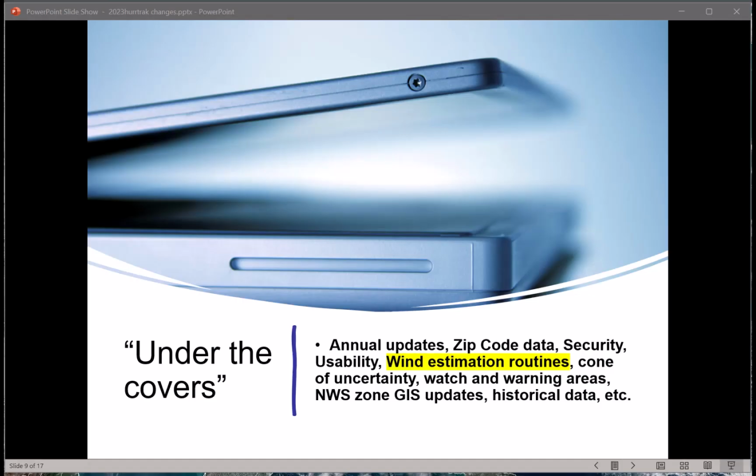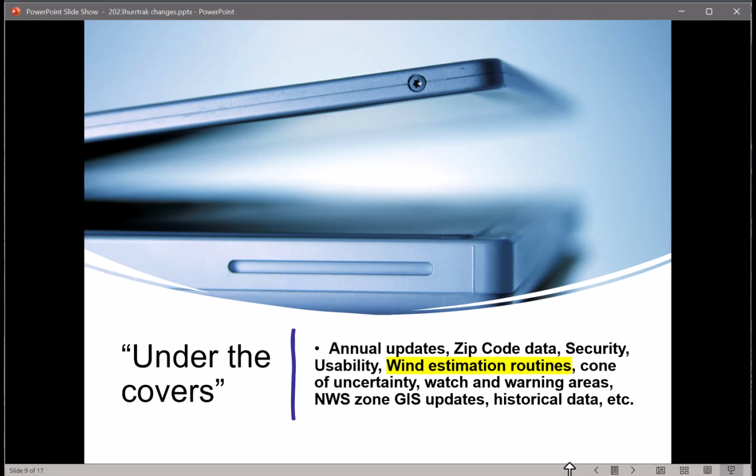Another short topic, we feel like we should mention that each version, each update includes a lot of updates to the underlying data, the annual updates to the forecast cone radii, the watches and warnings, the historical data, the National Weather Service zone data changes each year, some of the graphical information, the GIS updates, and all this gets put into the new versions from year to year.